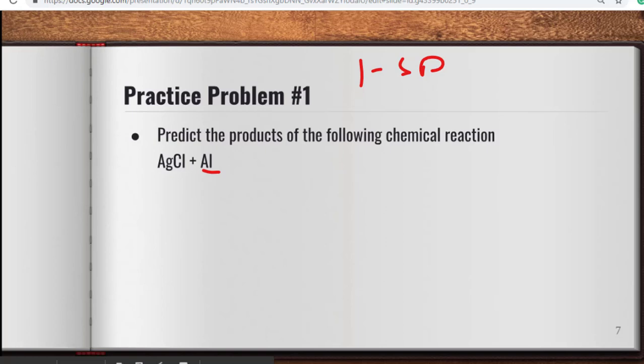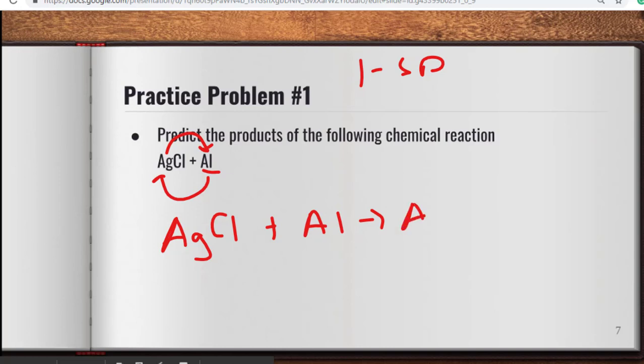Well, if you remember, we talked about how like replaces like. Metals will replace metals and non-metals will replace non-metals. So in this case, the aluminum is going to trade places with the silver. So when we write this out, we're going to have AgCl plus Al. And remember, we were told to write the simplest form of our products. That means no subscripts unless it's a polyatomic ion. So we're going to switch places here. So we're going to have AlCl plus Ag.